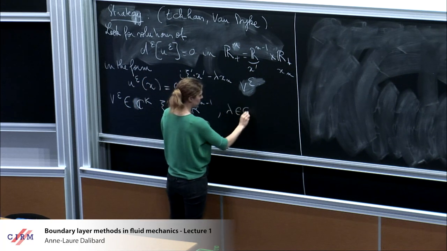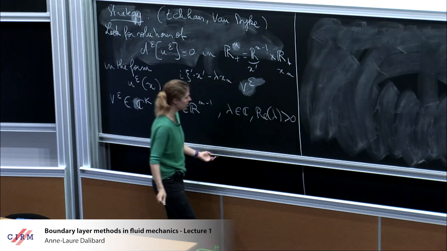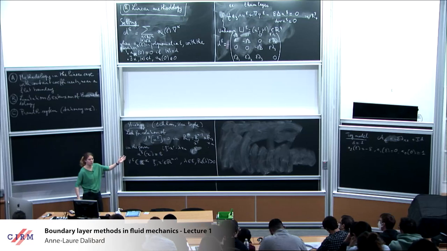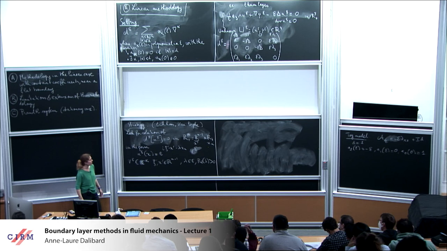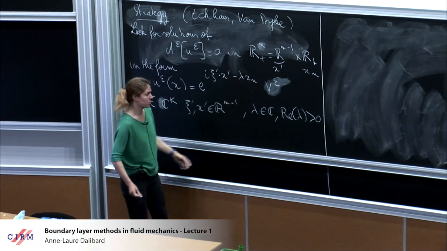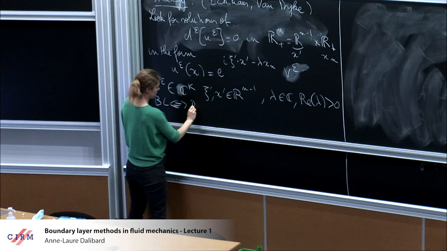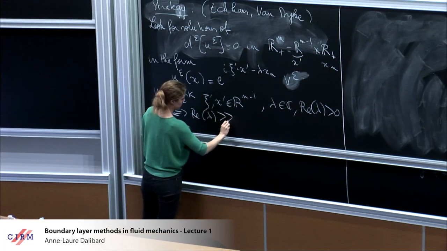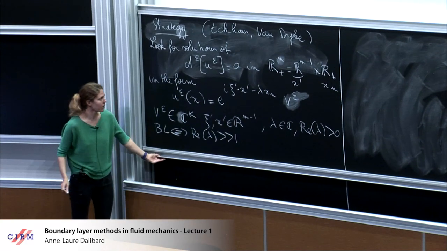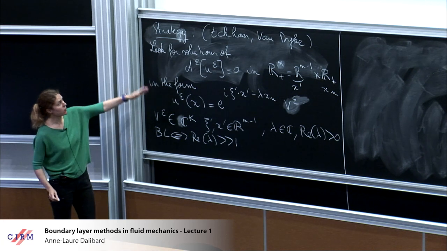Lambda is a complex number, and you want lambda to have a positive real part, because you want to have decaying solutions far from the boundary. And actually, if you're looking for a boundary layer, you even want the real part of lambda to be very large. So you plug this into your equation.